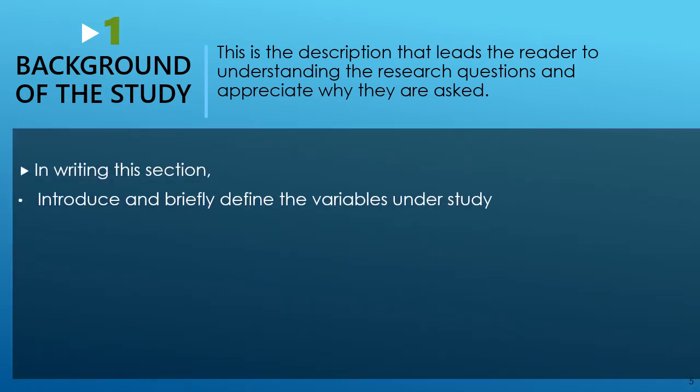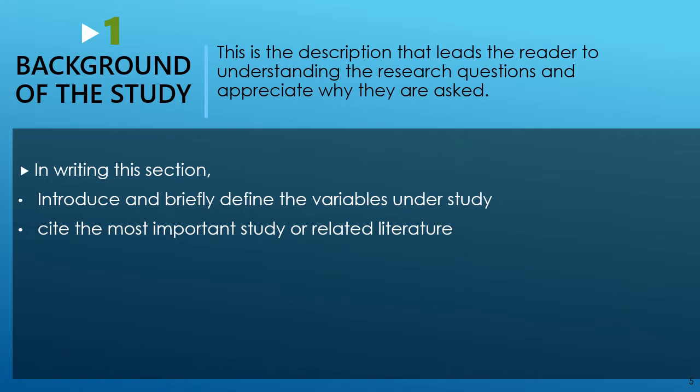In writing this section, we have to introduce and briefly define the variables under the study. Why do we have to identify variables? It's because we need to explain to the readers what the different variables are. For example, I ask you to identify the independent and the dependent variable in your topic. You have to name them under this section, or introduce them very briefly. The description of your variables doesn't necessarily have to be long, as long as it is well defined.